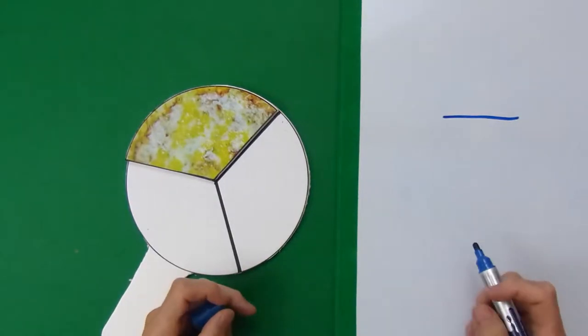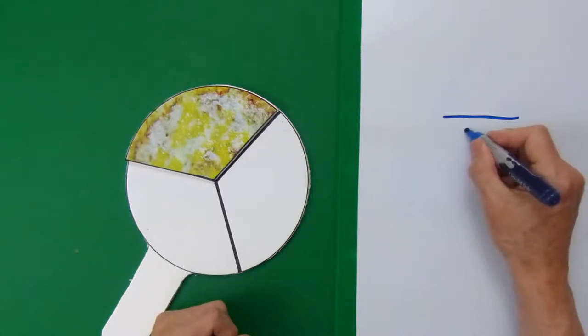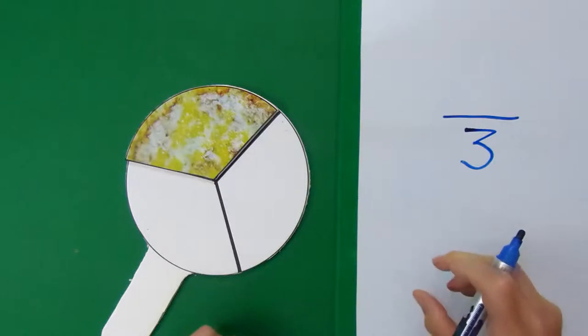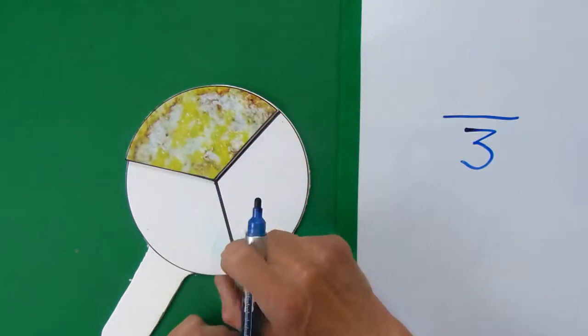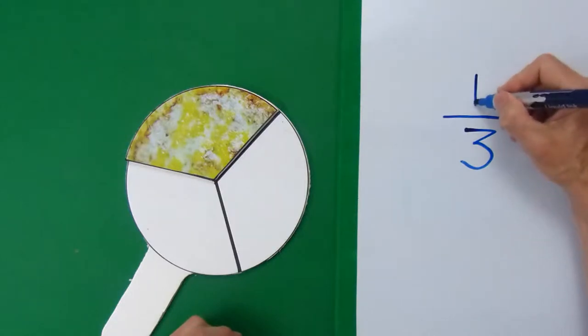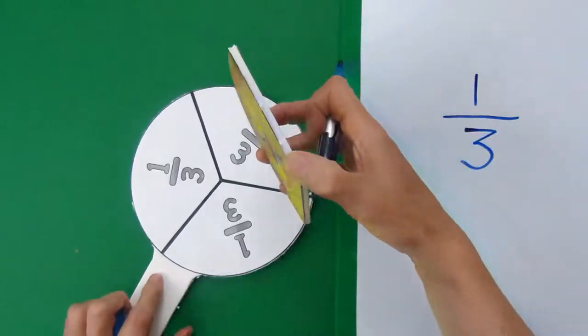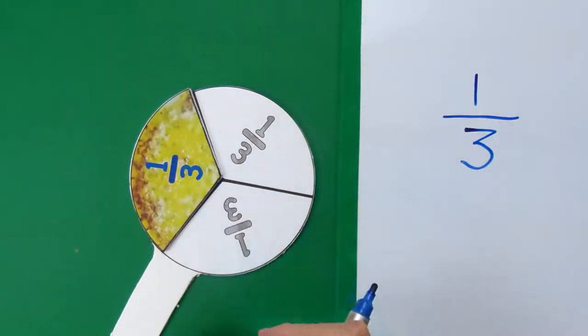The pizza is sliced into 3 pieces, so that means we've got a 3 on the bottom, which states the number of pieces, and there is only 1 piece that we've got. So we've got 1 piece, so we've got 1/3. So if we look at the back, you'll see we have 1/3 out of 3/3.